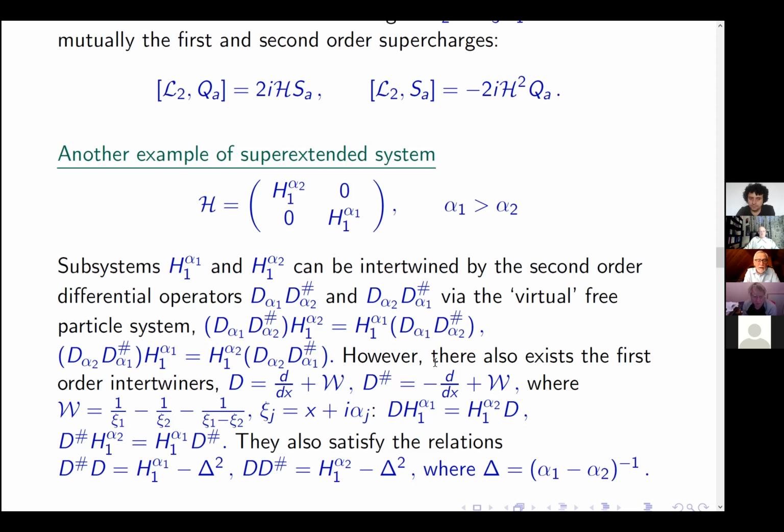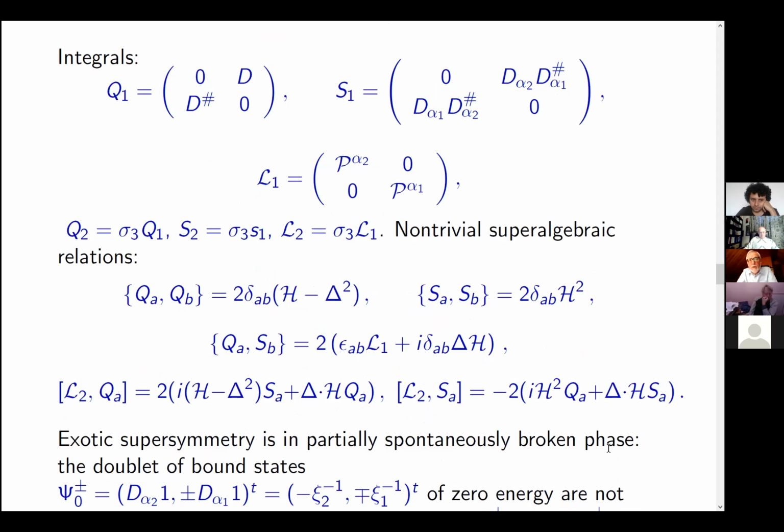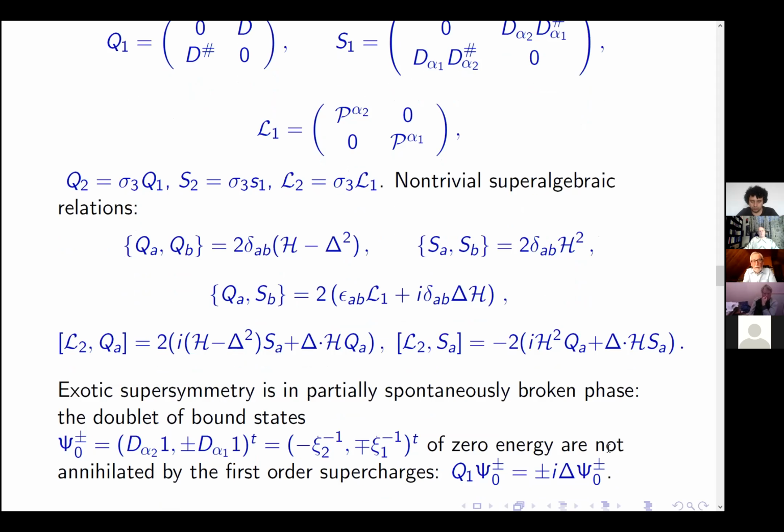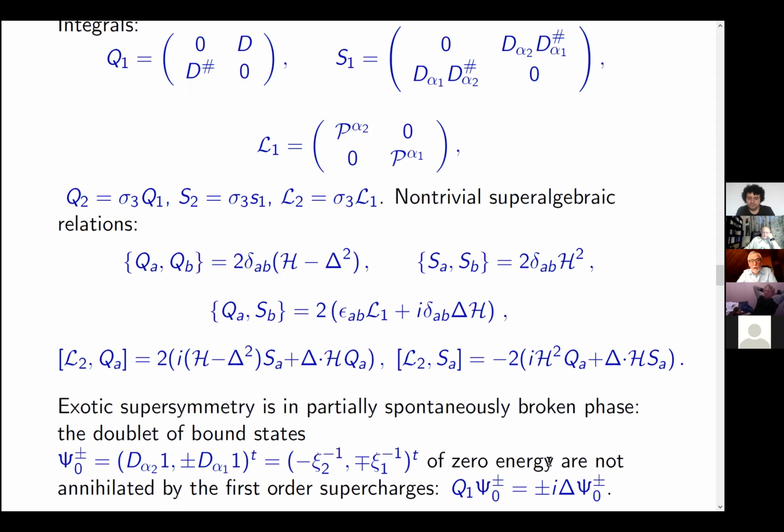But it is important that for these first order intertwiners, their product is not the Hamiltonian but the shifted Hamiltonian, and the shifting constant depends on the difference of the regularization parameters alpha 1 and alpha 2. And as a consequence, one can show that in this case the corresponding superextended system is characterized by partially broken supersymmetry. In this case, the first order supercharges do not annihilate a pair of zero energy eigenstates of the system.